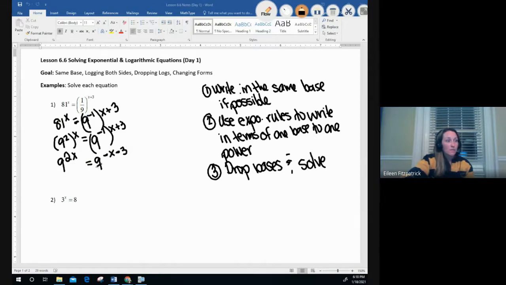Once you have the same bases, you can drop the bases and just set the exponents equal to each other. So I have 2x is equal to -x minus 3. Now I just solve this linear equation. Add the x to both sides, so 3x is equal to -3. Divide by 3, x is equal to -1.